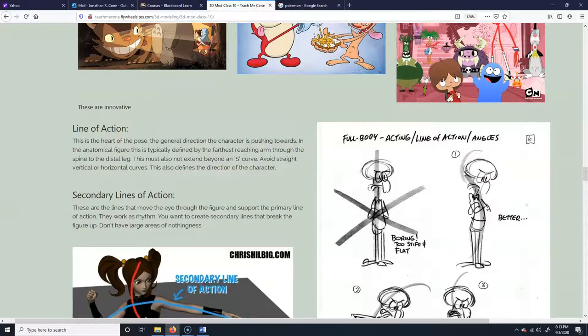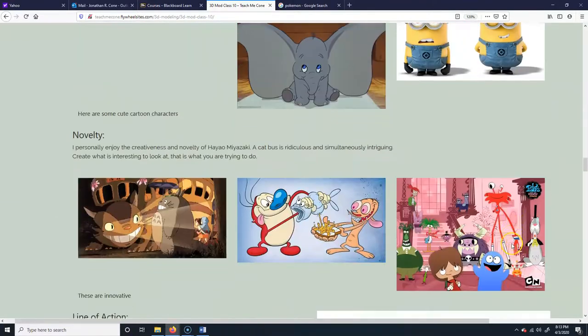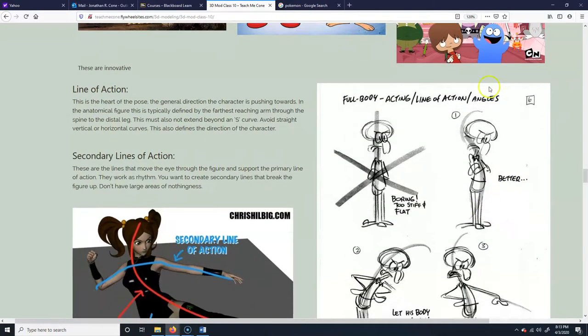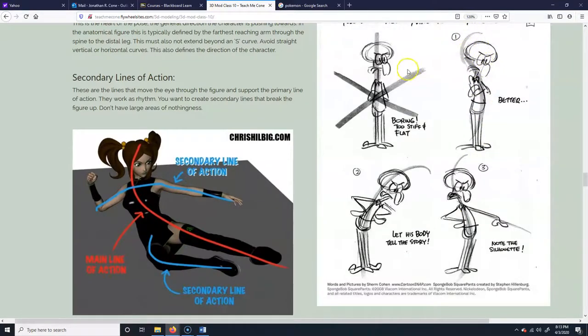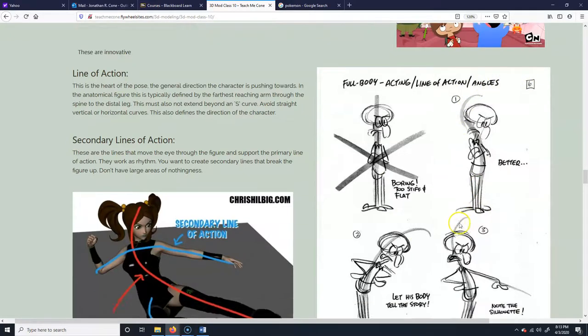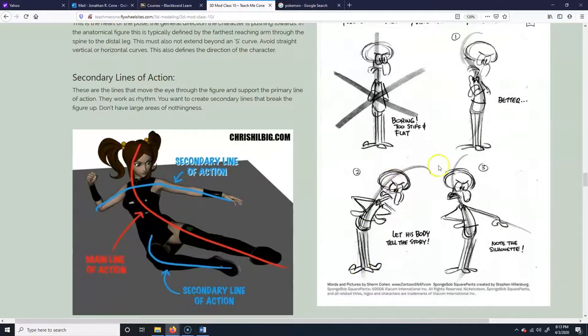Some other things to do when you are coming up with your designs, I must have used this twice, bad on me, is line of action. Basically, what that means is it's the line that goes through the meat of a character. For instance, if you look at these two examples here, if it's a straight line, this is kind of boring. It's very flat. This is much more dynamic, right? It makes your eye move in more of a curved manner. It's much more interesting. The idea is it's just the flow through the body. Don't create poses that are straight or uninteresting.